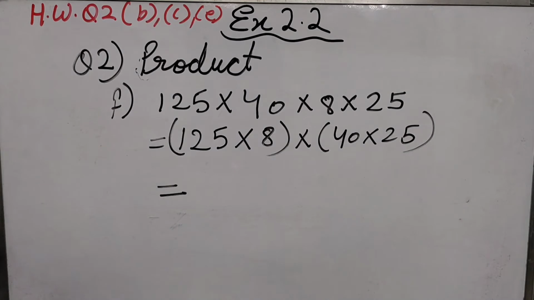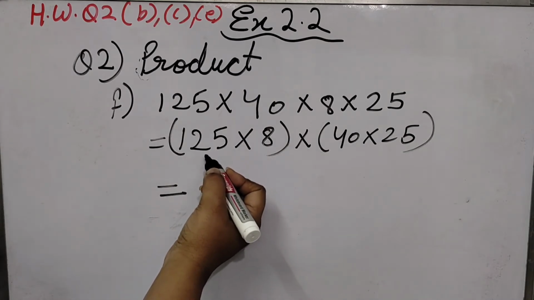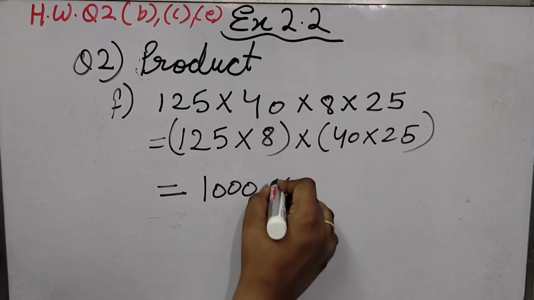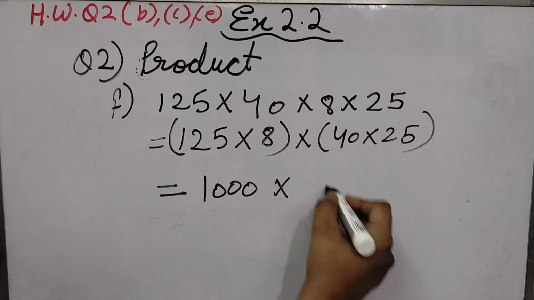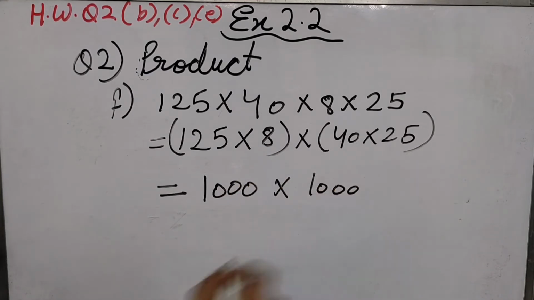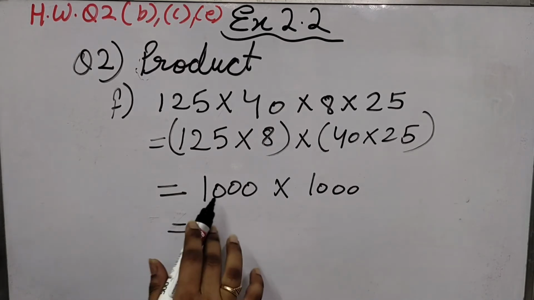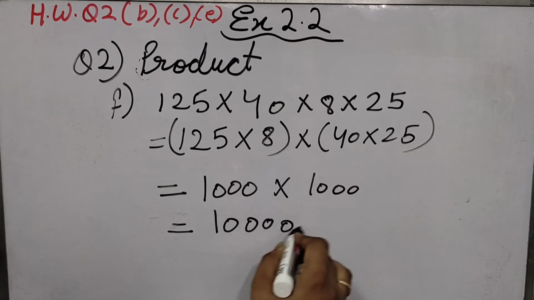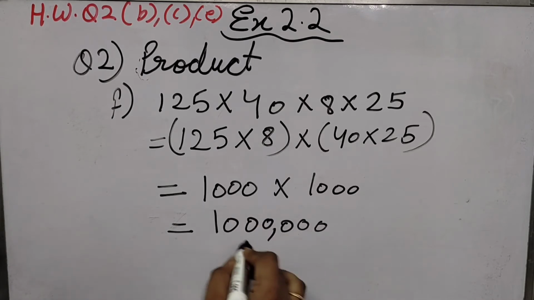So on multiplying 125 to 8, the answer is 1000. On multiplying 40 and 25, we get again 1000. Now multiply 1000 and 1000. This is 10 lakh.